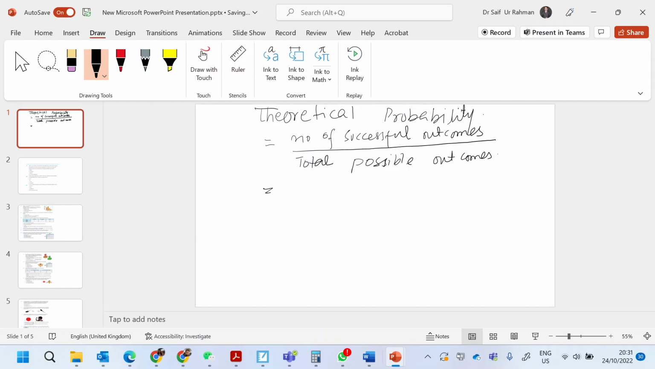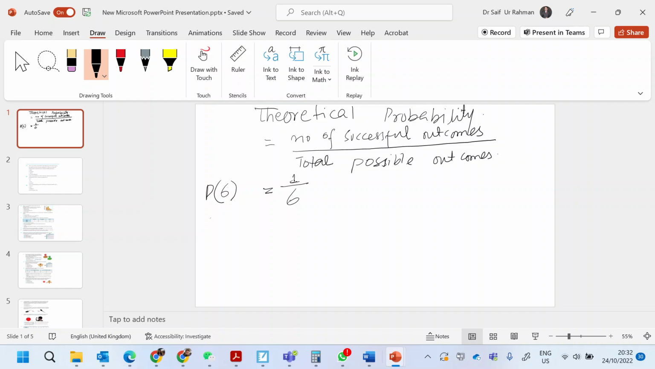For example, the theoretical probability of a dice, right? A dice has six sides from 1 to 6. So the probability of having a 6 when you roll a die will be 1 over 6, because the total possible outcomes are 6. So either it can be 1, 2, 3, 4, 5, or 6, and it's one chance out of 6, right?